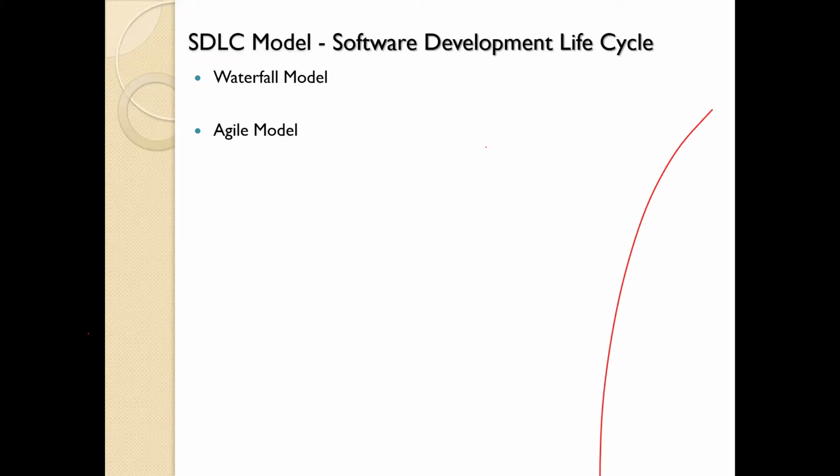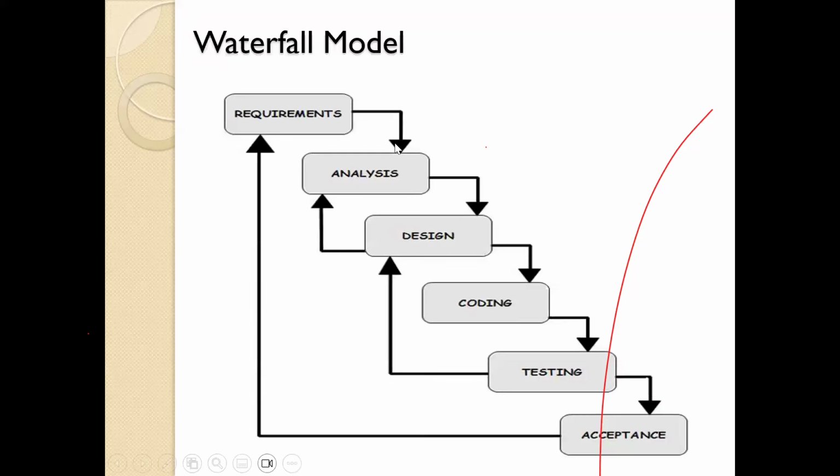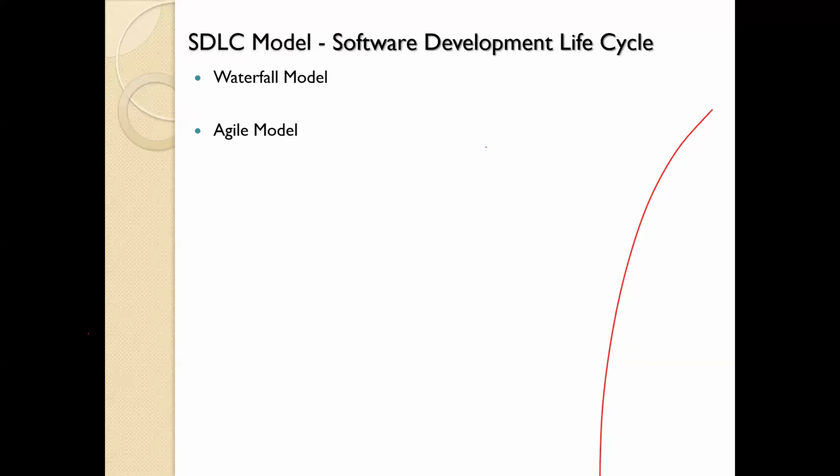for developing a product. Suppose I want to develop a particular project, we should follow a software development life cycle. Under the software development life cycle, we have some models like the waterfall model and the agile model. Let's understand what the steps are in the waterfall model. The waterfall model is one which comes under the software development life cycle. Similarly, the agile model is also one of the models that comes under it.